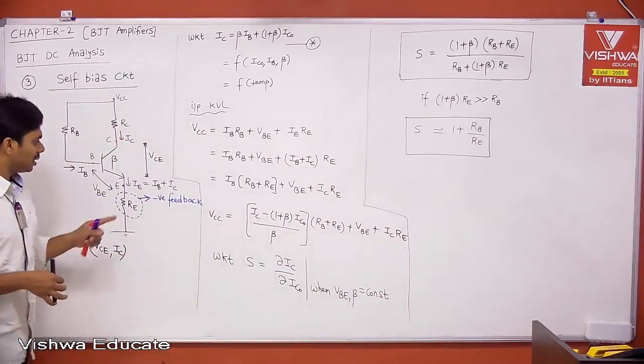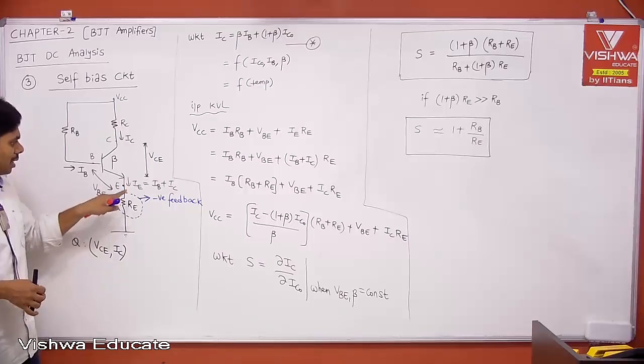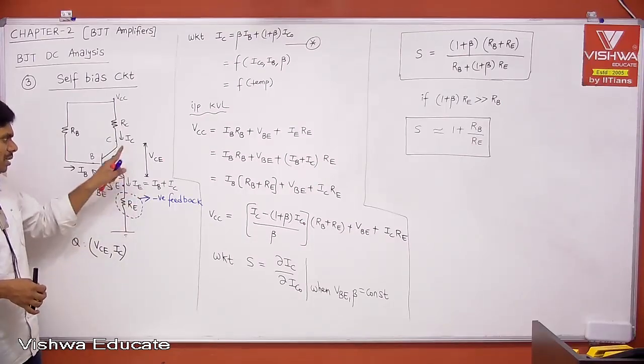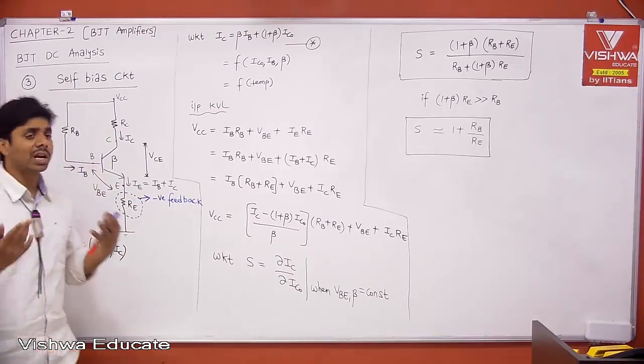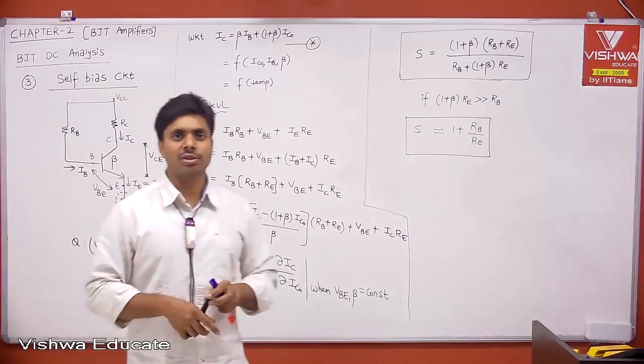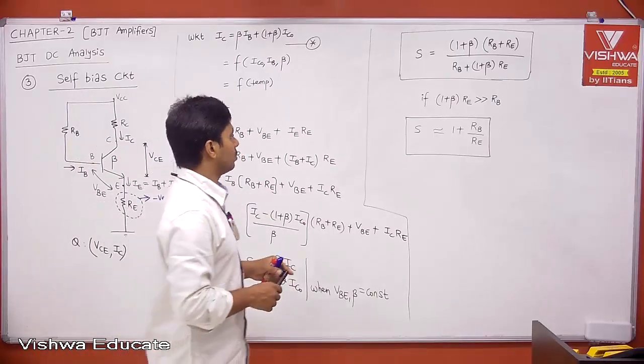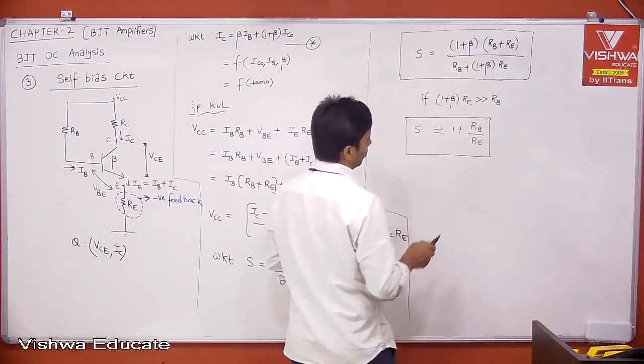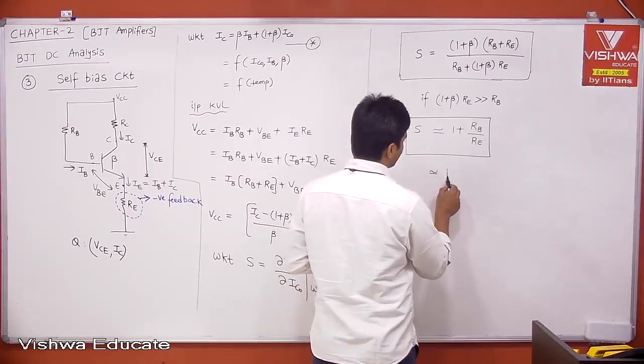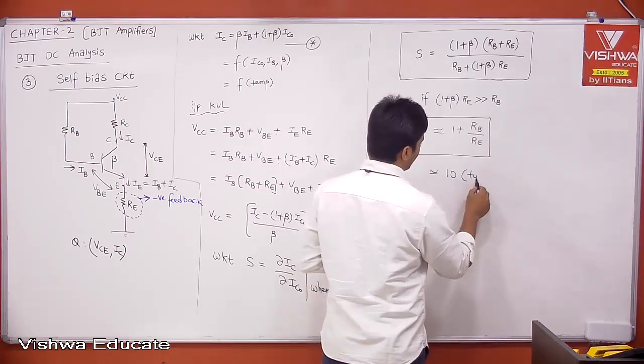What do you mean by RE infinity? When I say RE is infinity, open circuit. IE is equal to 0. IC will be 0. IB is 0. Transistor is entering into cutoff. First of all, the state of the transistor is changed. Therefore, those two are not ideal values, practical values. Typically, people choose 10. This is the typical value.